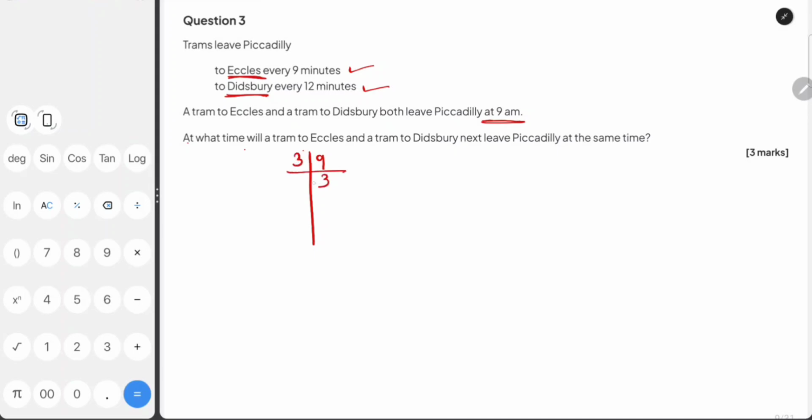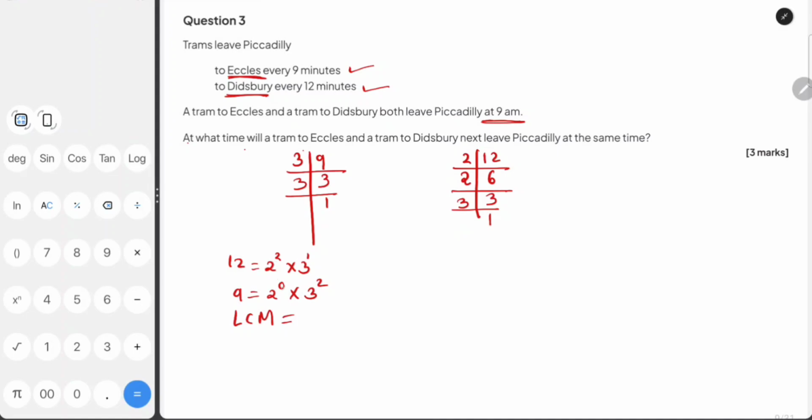Prime factorization of 9 is just 3 squared, and prime factorization of 12, because it's divisible by 2, 6 divisible by 2 is 3, and 3 ones are 3. So 12 is 2 raised to 2 and 3 raised to 1, and 9 is 2 raised to 0 and 3 raised to 2. For LCM we consider the highest power of each factor. So 2 raised to 2 is the highest power of 2, and 3 raised to 2 for 3. So that will be 4 into 9, that's 36. This means that after every 36 minutes they'll be leaving together.